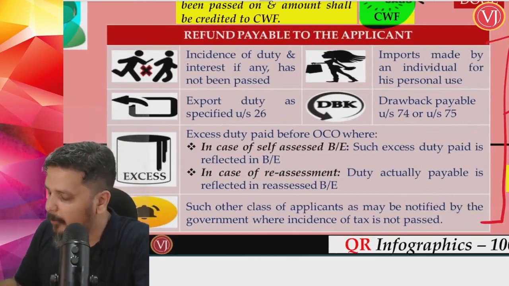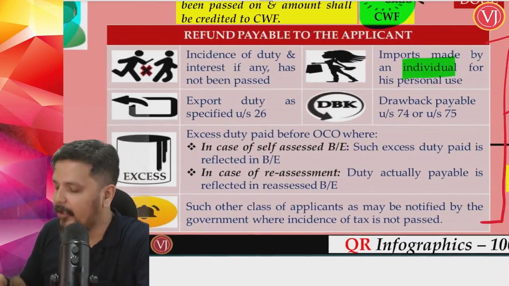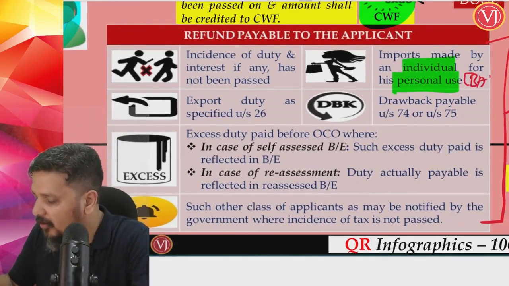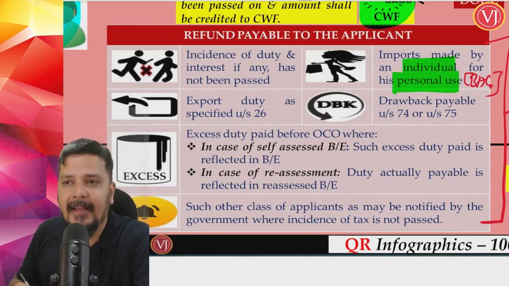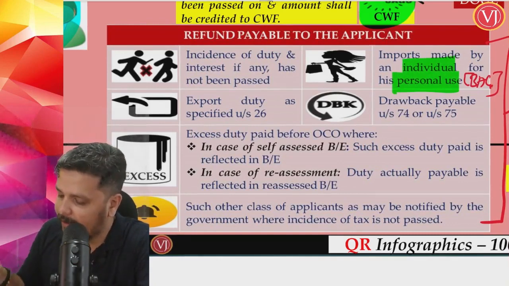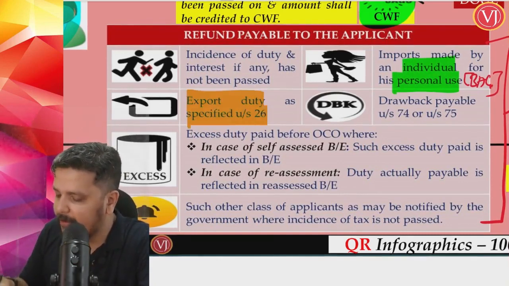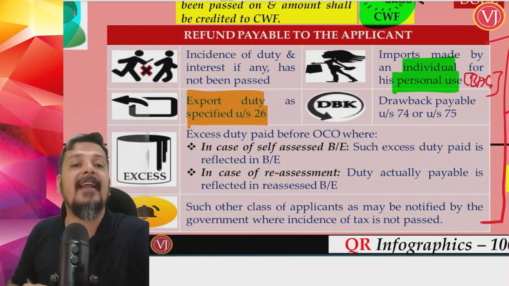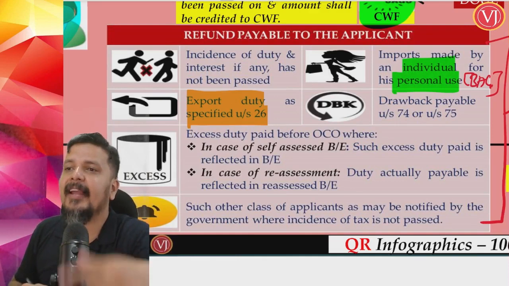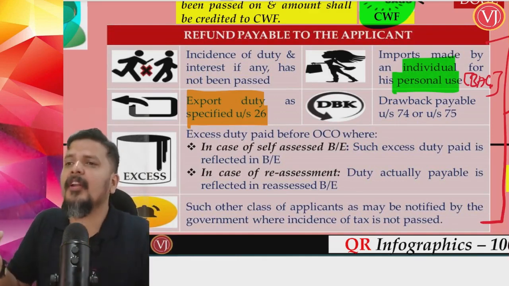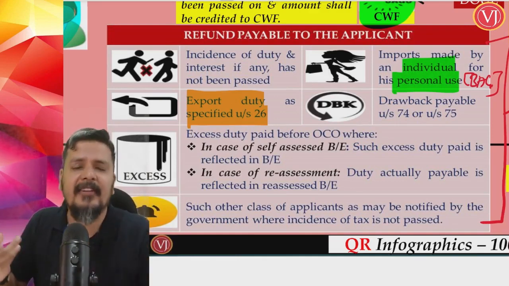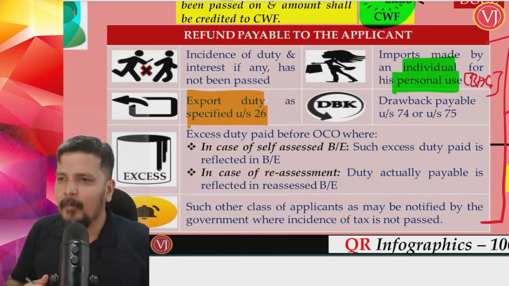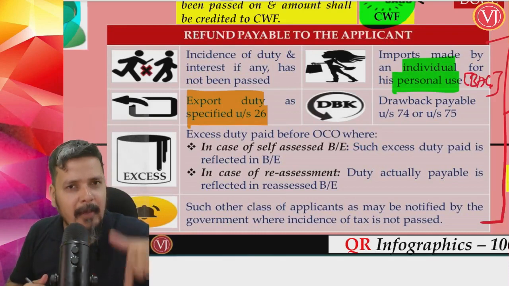If I have imported the goods as an individual for personal use, nothing but my baggage. Or, if you are talking about export duty as discussed in section 26, special refund of export duty, sale and sale return. Sale, and there is no question of shifting the burden because no third person is involved. I sold, I got back. So the refund will come to my pocket directly.